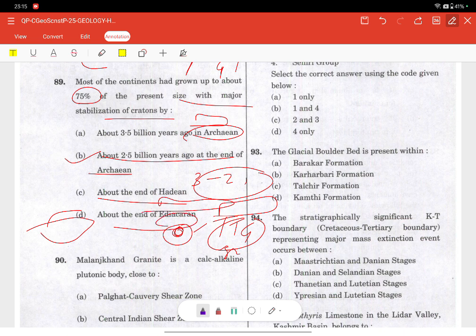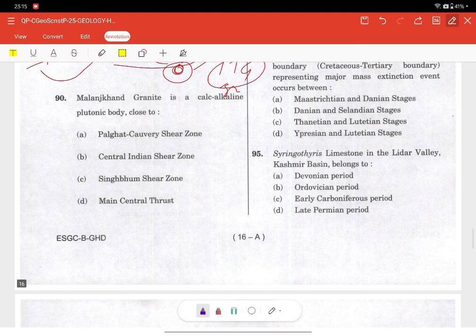Continents were already well established back then, and it results to the biological evolution, not the crust one. Okay, so that's why 2.5 billion at the end of the Archean. Now coming to the 90th question. Melanchthon granite is a calc alkaline plutonic body close to what? It is close to Central Indian Shear Zone.